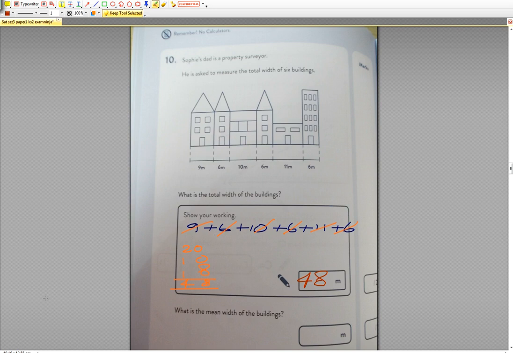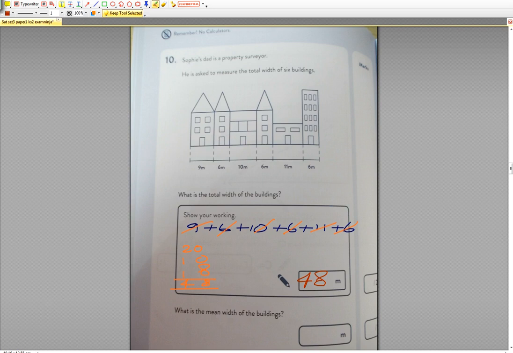So what does the word mean mean? Put your hand up and explain the definition of the word mean. Go on. You add up all the numbers, and then you divide by how many numbers there are. That's correct. That is the correct definition of the word mean.